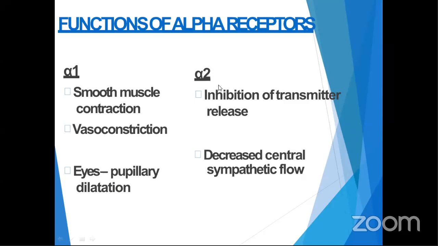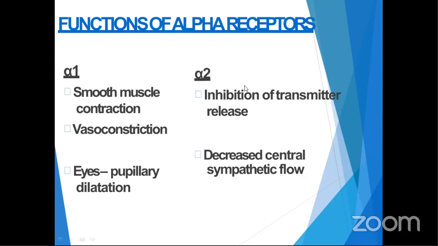Now, alpha 2 receptor, as I've told you, the basic difference between the alpha 1 and the alpha 2 receptor is that alpha 1 receptors are heteroreceptors. They are located postsynaptically. Whenever we stimulate these alpha 1 receptors, it's going to cause stimulation, okay? And vice versa. That is, if we inhibit this alpha 1, it's going to cause inhibition.